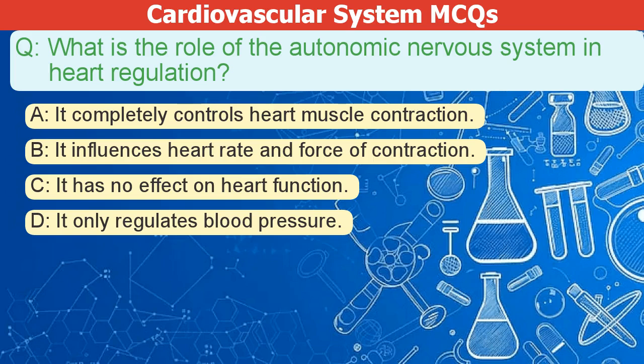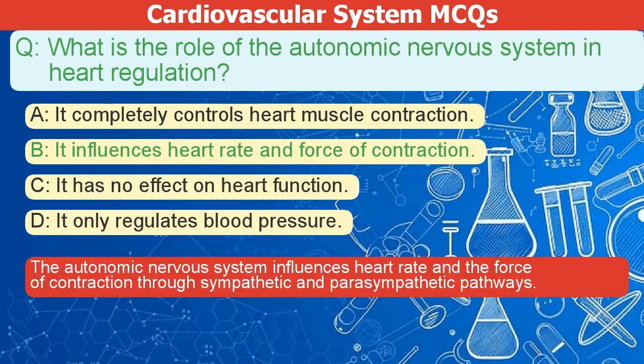What is the role of the autonomic nervous system in heart regulation? A. It completely controls heart muscle contraction. B. It influences heart rate and force of contraction. C. It has no effect on heart function. D. It only regulates blood pressure. The correct answer is B. The autonomic nervous system influences heart rate and the force of contraction through sympathetic and parasympathetic pathways.